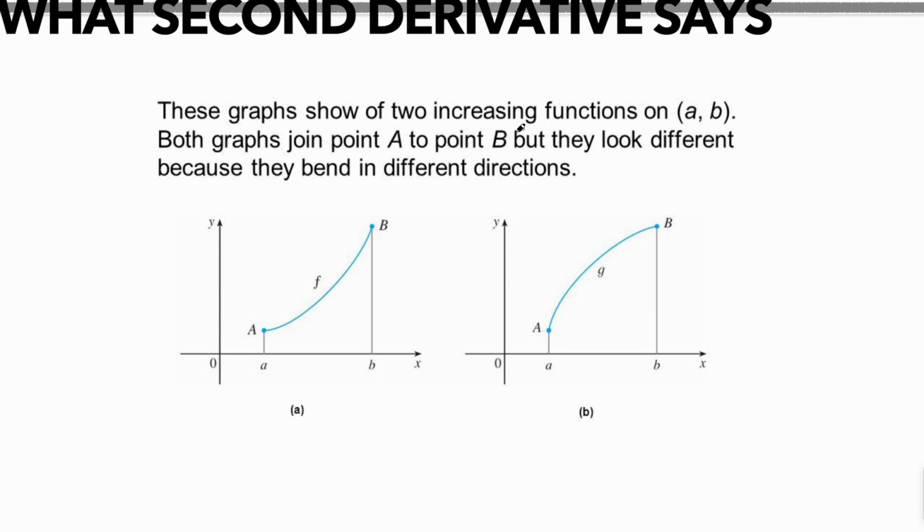Then there's a second derivative test. This helps you to understand concavity. These two graphs are both increasing from A to B. However, they look different because they bend. This is considered concave up, because think of it as a smiley face. This is concave down. If you keep going, you would have a frowny face.